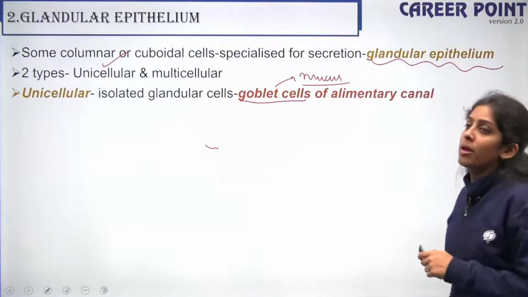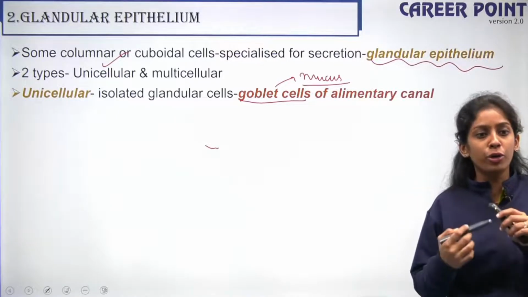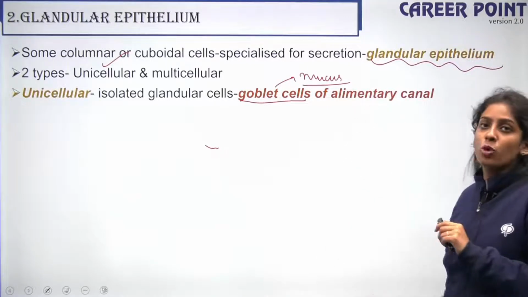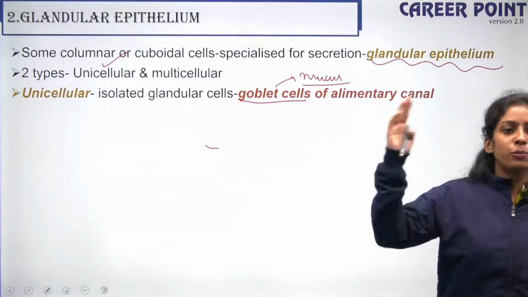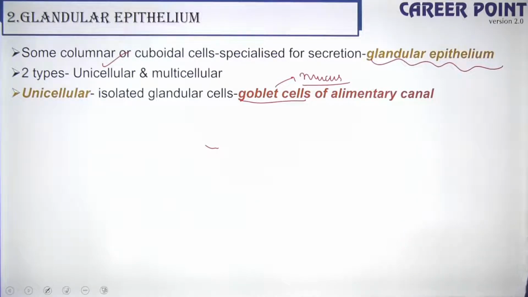As of now, remember, goblet cell is a gland that produces mucus that enables the movement of food, because your food has to move from your stomach to your intestine. So you need some pathway to push the food down, right? So that is your mucus. This is an example of your unicellular gland.